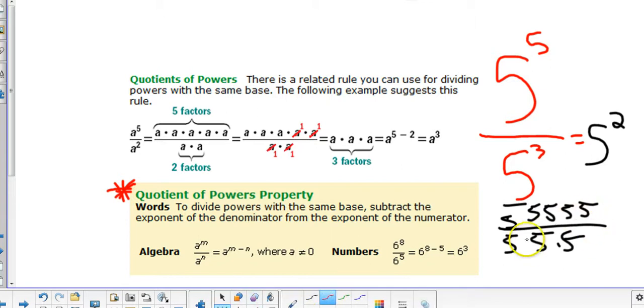If I canceled out 1, 2, 3, I'd be left with 5 to the 2nd, you see there. So if you have a to the m over a to the n, like bases of a, you can subtract to get a to the m minus n, as long as a does not equal 0, because again, you cannot divide by 0.